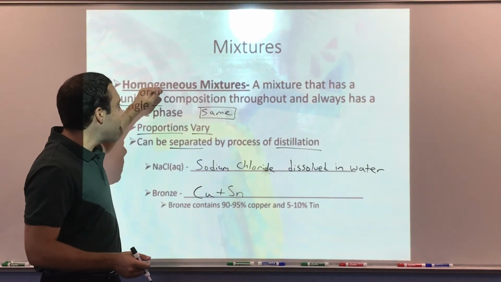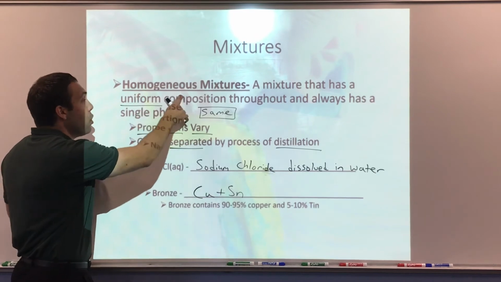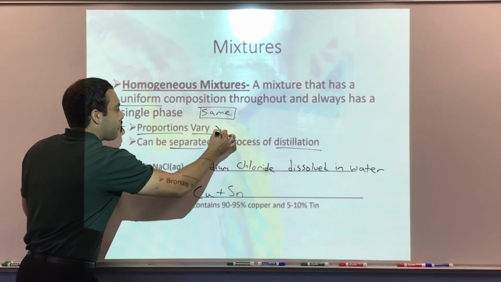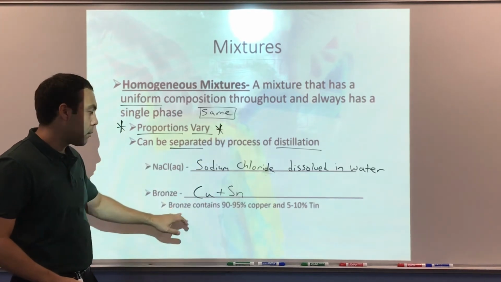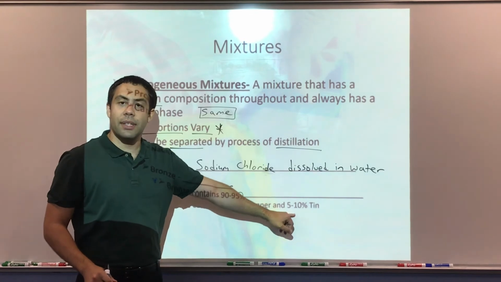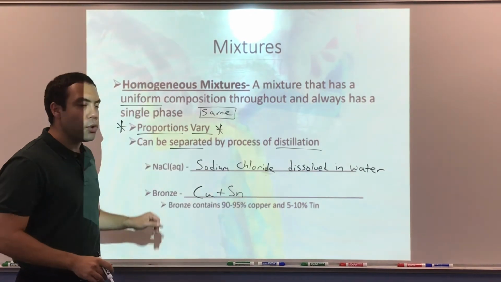A homogeneous mixture has uniform composition, but the proportions may vary. Anywhere between 90 and 95% copper for bronze, and anywhere between 5 and 10% for tin. Same thing with salt water.